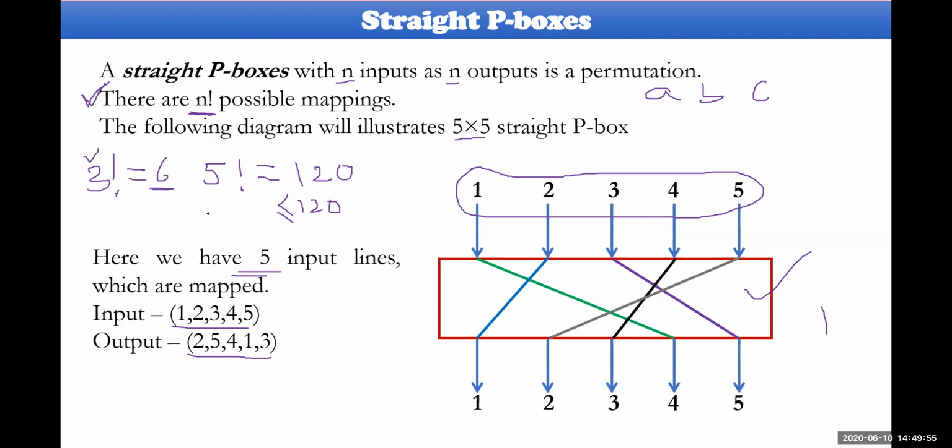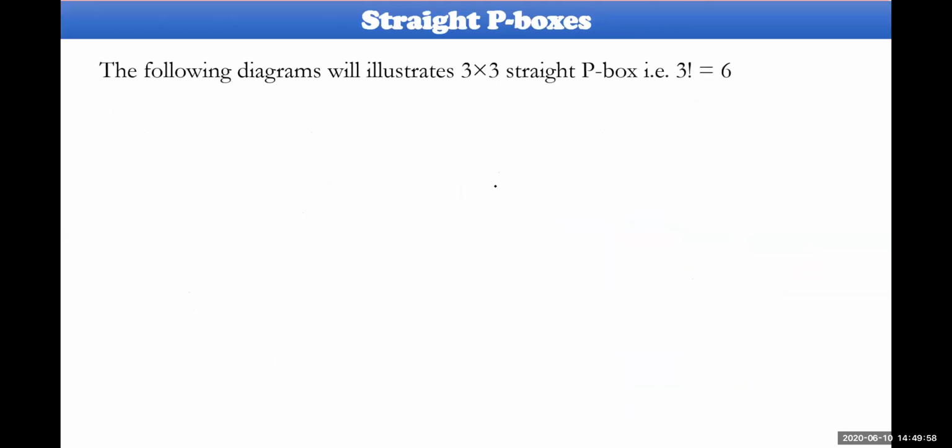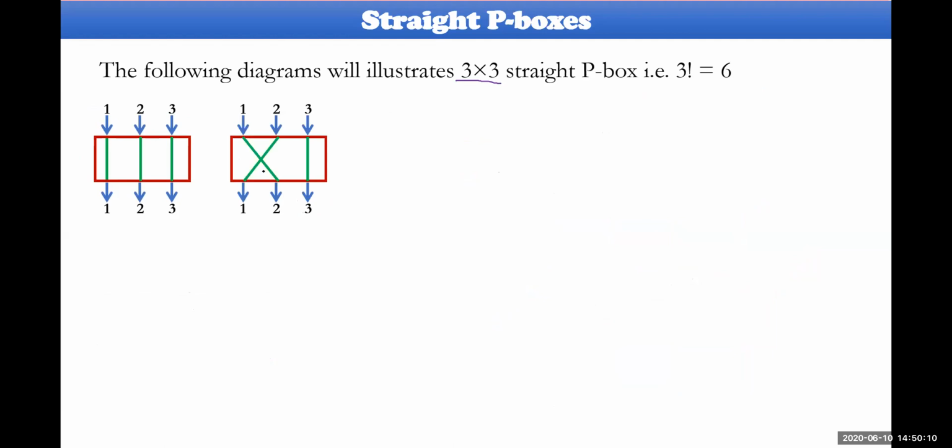Let me give you that in the next slide. Look at this. 3 by 3 will be taken into consideration. This is 1. So 1 will be directed to 1, 2 will be directed to 2, 3 will be directed to 3 directly. Now one more combination. 1 will be directed to 2, 2 will be directed to 1, and 3 as it is. And one more combination.